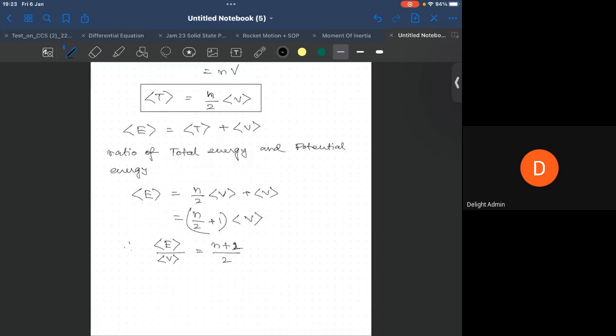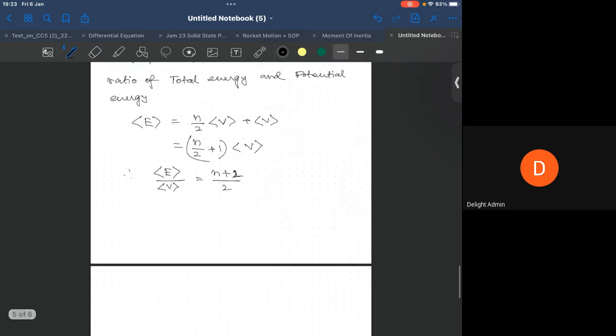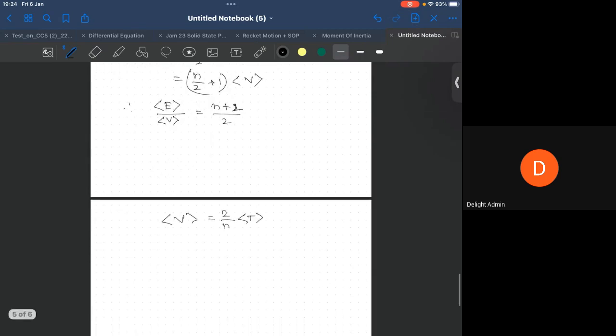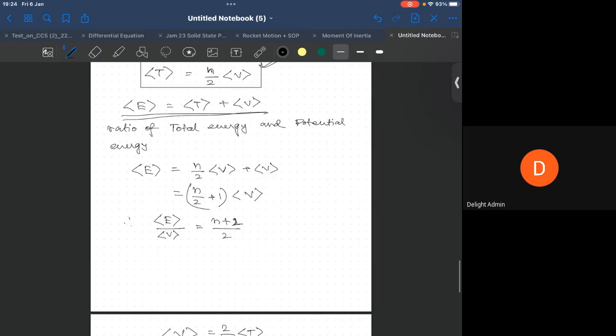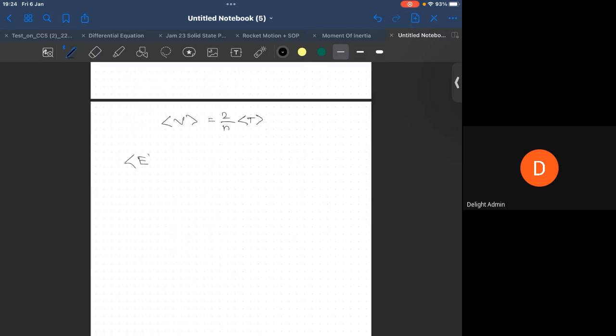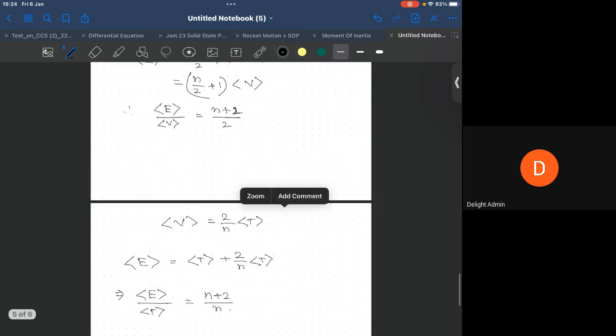And after that, if we want to check the ratio of kinetic energy and the total energy, since I have this equation for the time average of kinetic energy, I can write V equal to 2 by n T. Putting this in the total energy E, which is kinetic energy T plus potential energy V, I get expectation of E by expectation of T as n plus 2 divided by n, and earlier I got n plus 2 divided by 2.